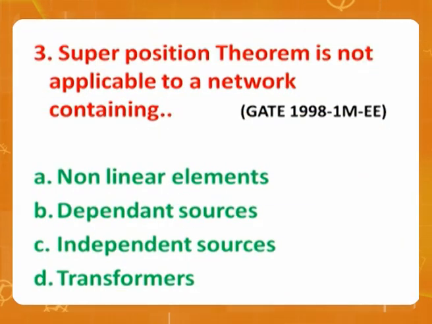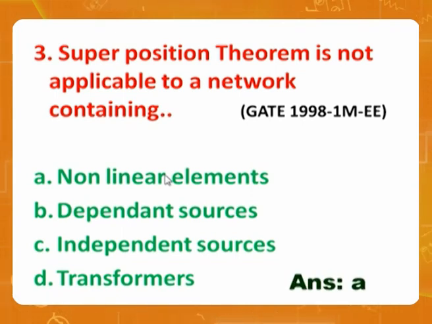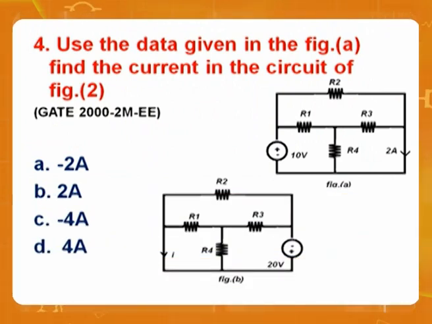Now let's go to the third problem. Superposition theorem is not applicable to a network containing non-linear elements, dependent sources, independent sources, or transformers. This was asked in 98 for 1 mark. As I've been telling, concept-based questions are generally 1 mark, calculations are 2 marks. Again, the non-linear element is the answer. Answer is A, non-linear element.